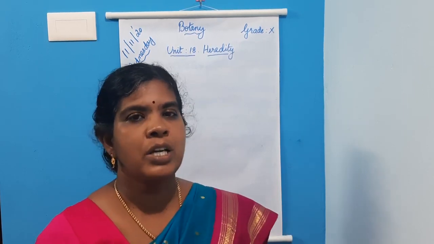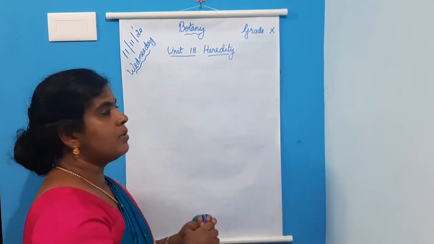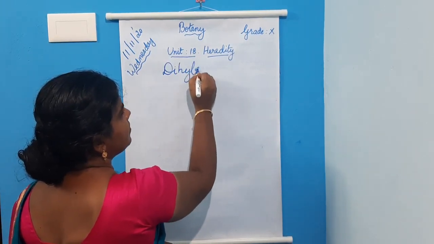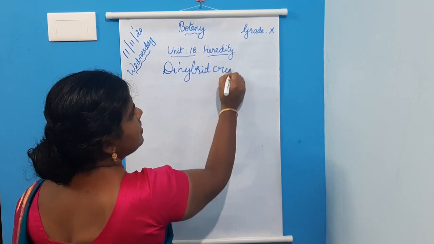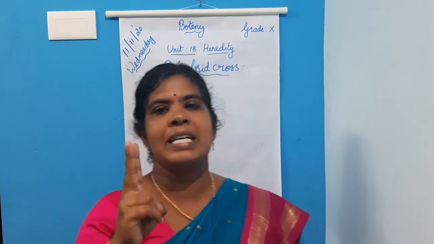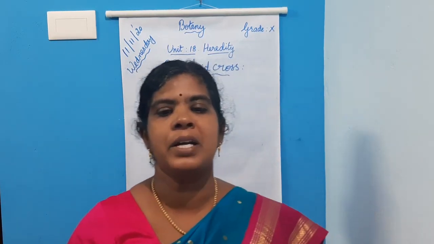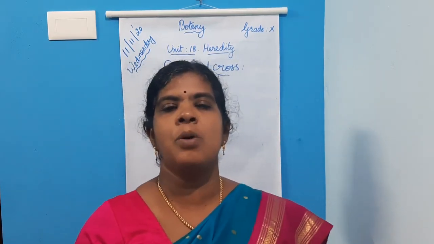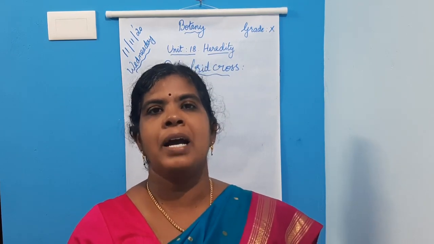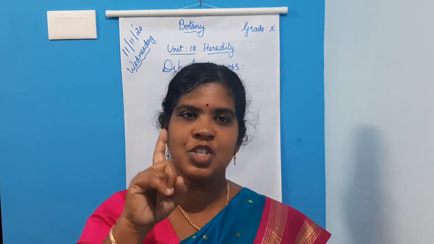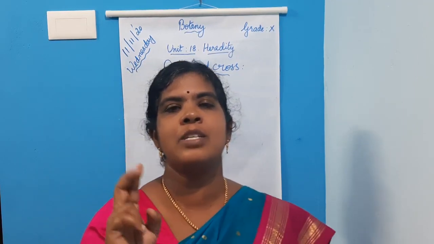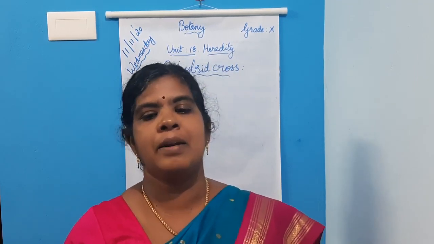So today we are going to learn about dihybrid cross. Okay, so dihybrid cross. The crosses involving the inheritance of 2 pairs of contrasting characters are called dihybrid cross. Okay, the 2 pairs of contrasting characters chosen by Mendel are shape and color of seeds. One is the shape, another is the color of the seeds.